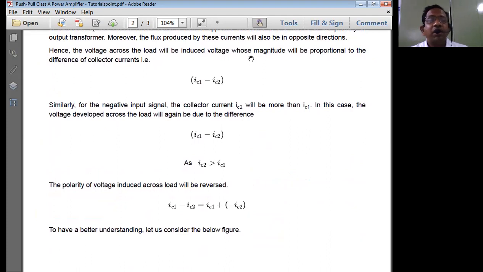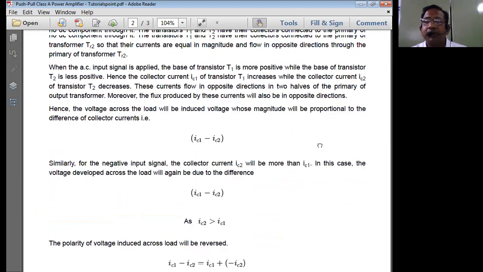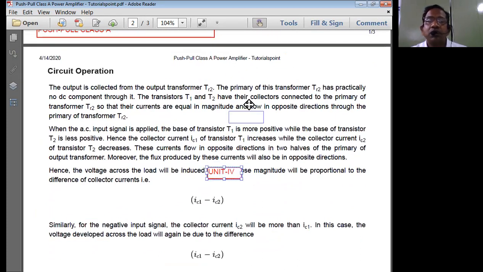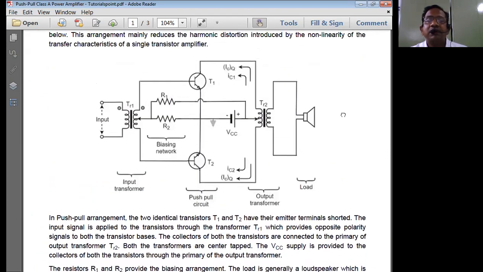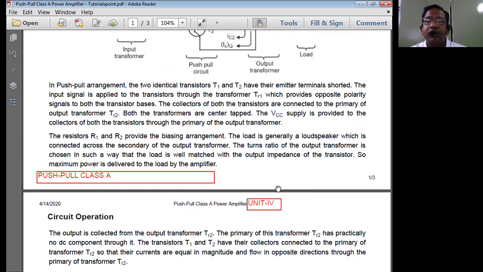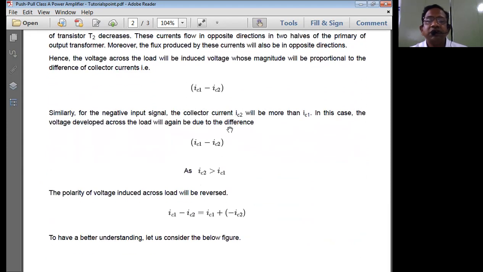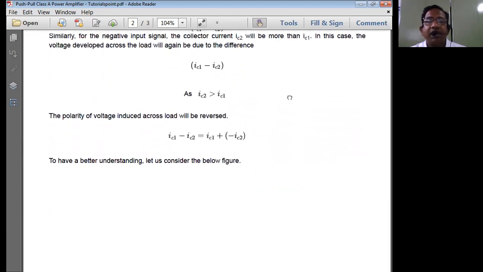The only advantage we are going to get is that the distortion can be less because of the difference of two currents being transmitted to the output, because the two transistors' currents are simply flowing. See, these two transistors' currents are flowing. How is it flowing now? The difference of these two is normally calculated and transmitted here. So that is a problem here. IC1 minus IC2 is normally transmitted to the secondary of the transformer.